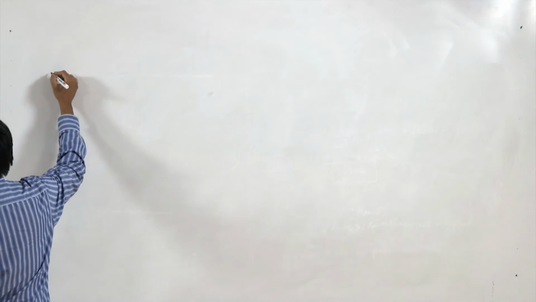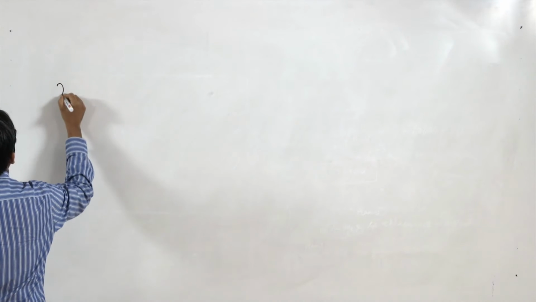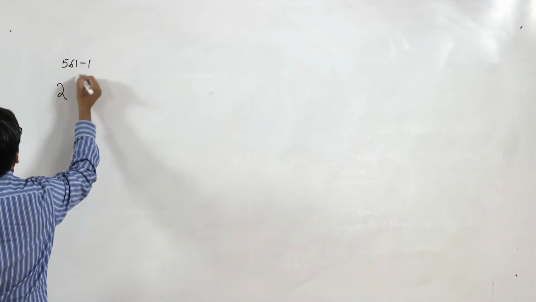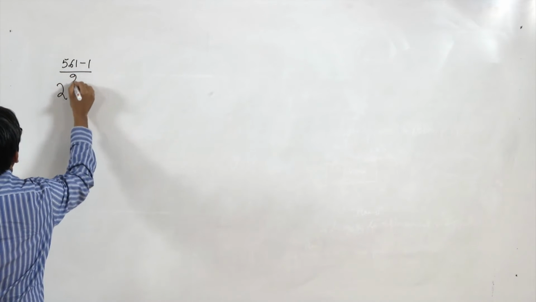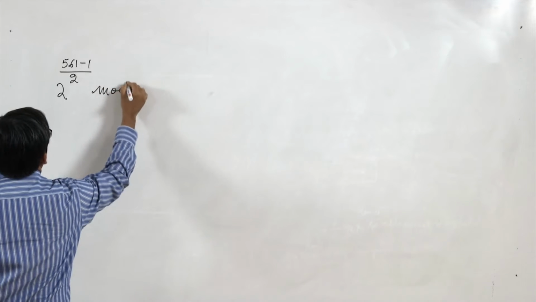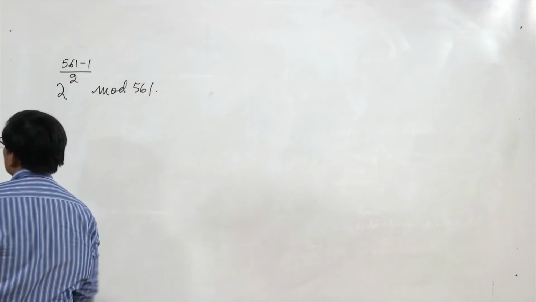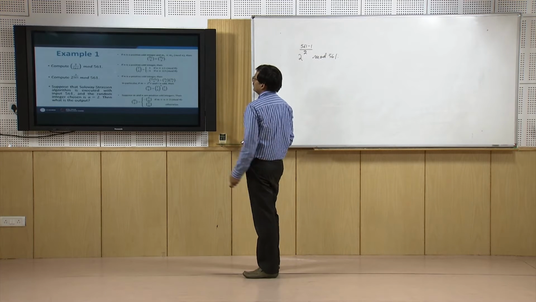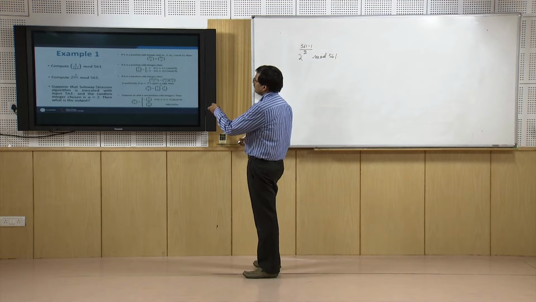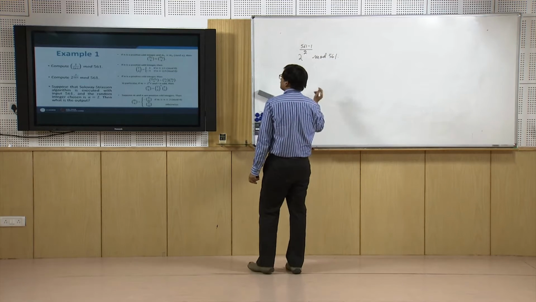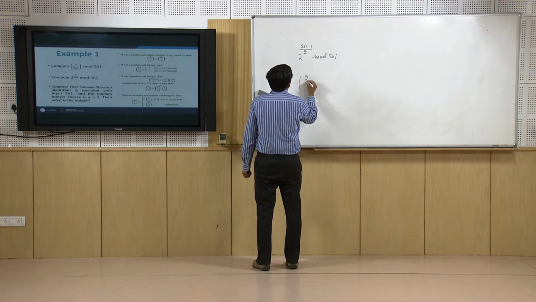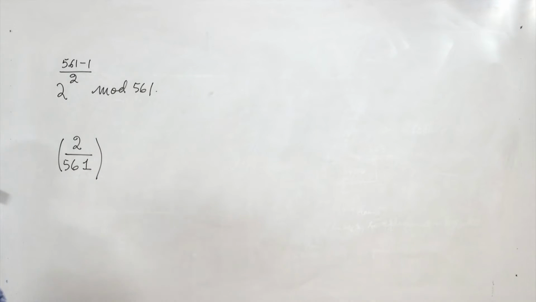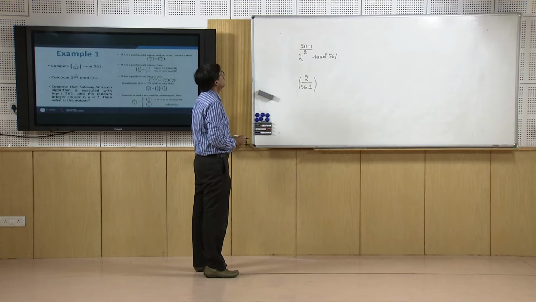So, a is 2 here, so I have to calculate 2 raised to the power (561 minus 1) divided by 2 mod 561. There is a slight error over here, so let us neglect that. Now, calculating the Jacobi symbol 2 by 561.